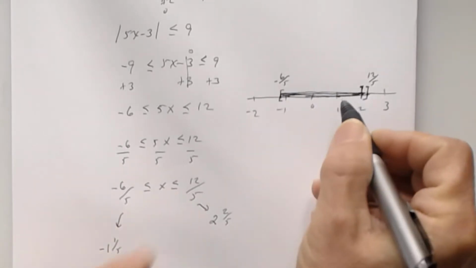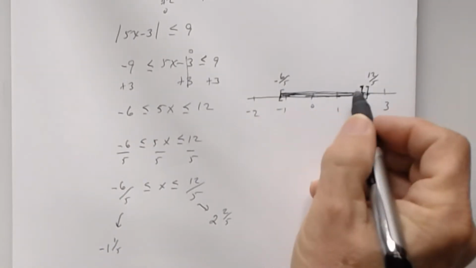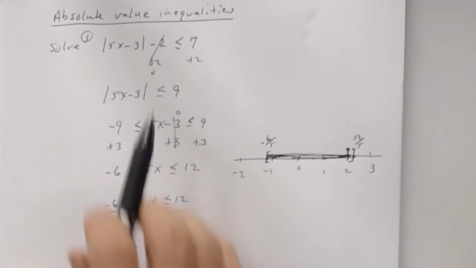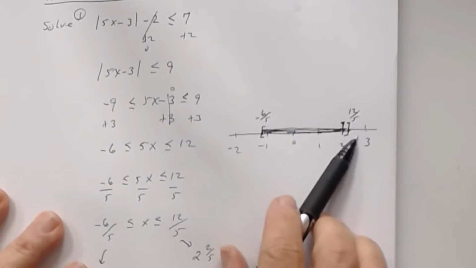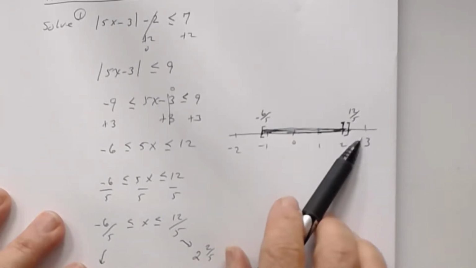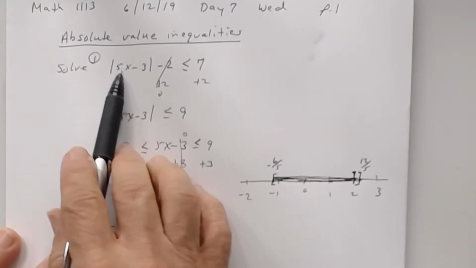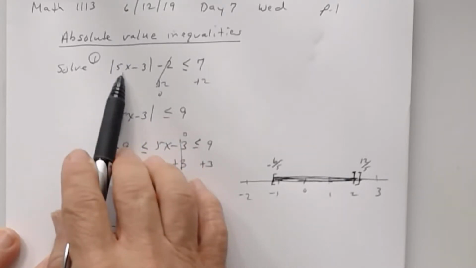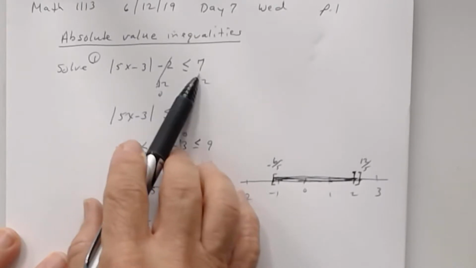So remember, when you graph something, you're graphing the solutions. So these are all the solutions that will satisfy the original inequality. So notice that 3 is not a solution, because if I go back and check it in the original, what's 5 times 3? 15 minus 3? 12. Absolute value 12. 12 minus 2? 10. Is 10 less than or equal to 7? No.